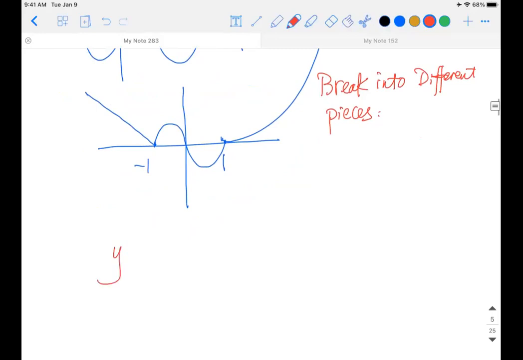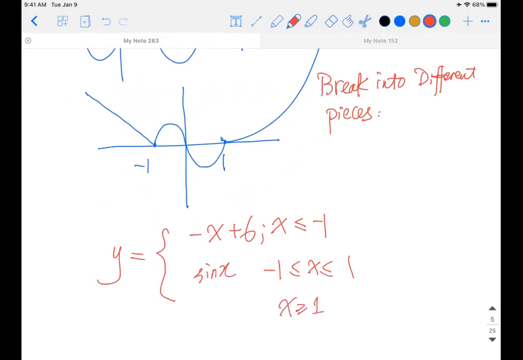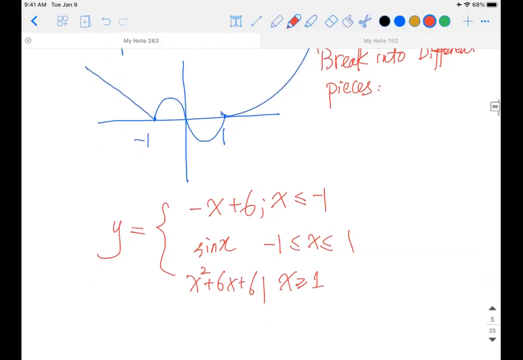Let's say y equals: as long as x is lesser or equal to -1, maybe y equals minus x plus 6. As long as x is between -1 and 1, given this is maybe sine x. As long as x is greater or equal to 1, I give, maybe x squared plus 6x plus 61, whatever, right? It is quite possible.